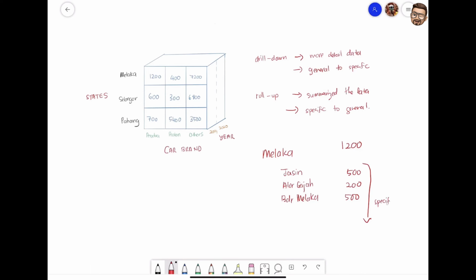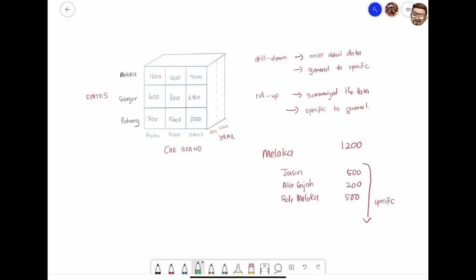Okay, so we know that the sales in Melaka is 1200. So if we drill down the sales in Melaka, we will have the cars sold for Perodua is 1200, in Jasin 500, in Alor Gajah 200, and in Bandar Melaka 500.